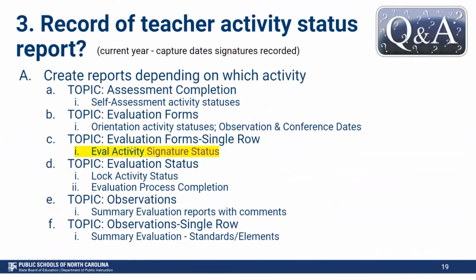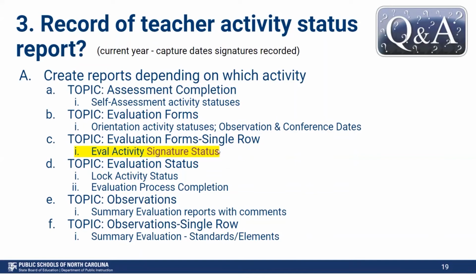All right, we're now on our third question, if everybody's ready to move ahead. Record of teacher activity status report, current year, and can we capture the dates and signatures recorded? So a lot of you, if you're already running reports, then you go to reporting, quick reports, and there are activity status reports out there. But maybe you need some additional fields and you want to know what's available in ad hoc report that you might can use.